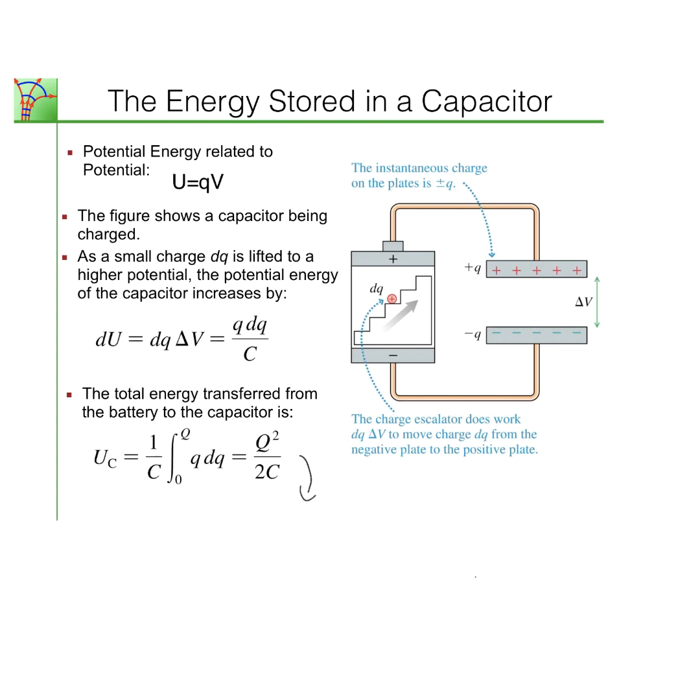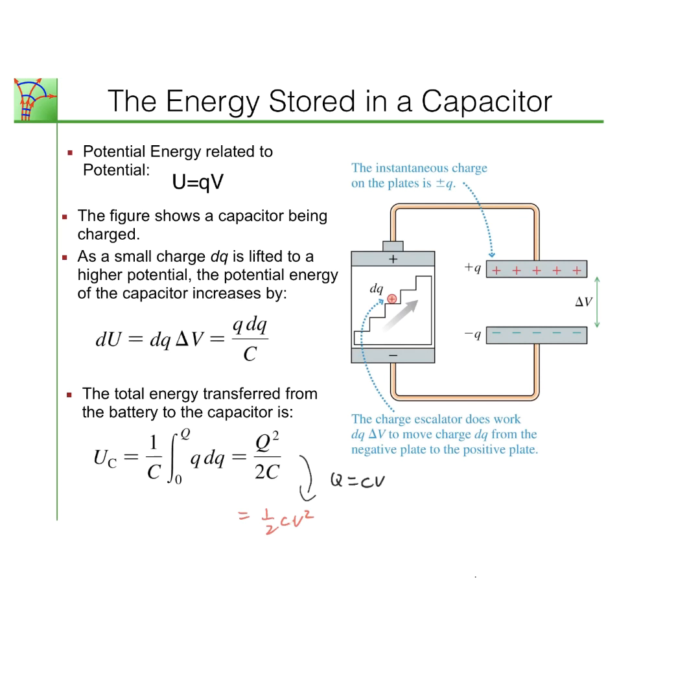Or if I use that Q is equal to CV, I can rewrite this equation here as, if I plug in that Q is equal to C times V, I end up with 1/2 CV squared. It's the same way of saying the same equation.